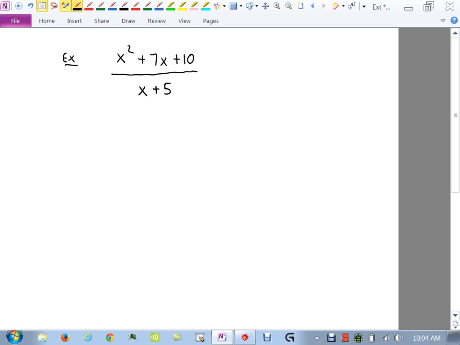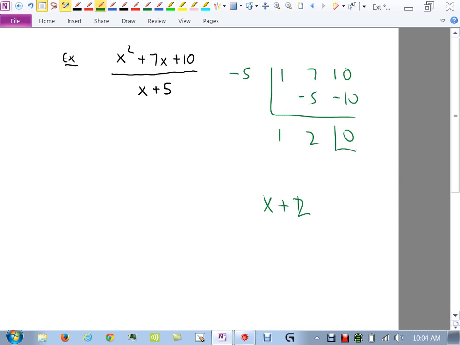So can I show you something? And it's not showing off, but it's to answer your question. All right? Check this out. If I were asked to do this problem, here it is. 1, 7, 10, negative 5, 1, negative 5, 2, negative 10, 0. Answer is x plus 2. Okay? You see how quick that is? That's why. Now let's do that same thing.